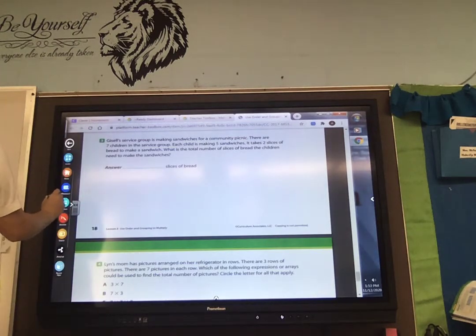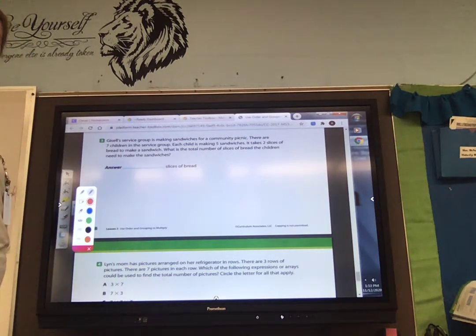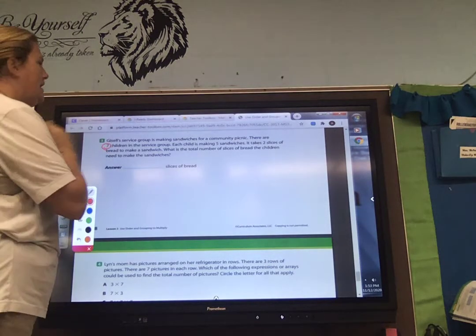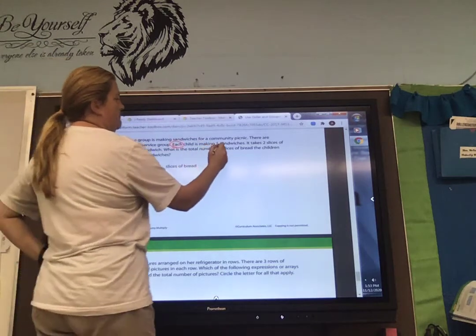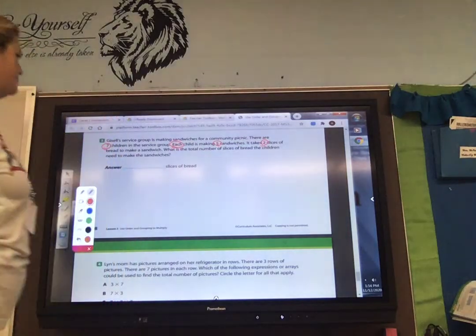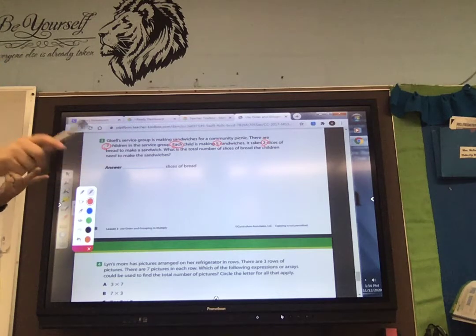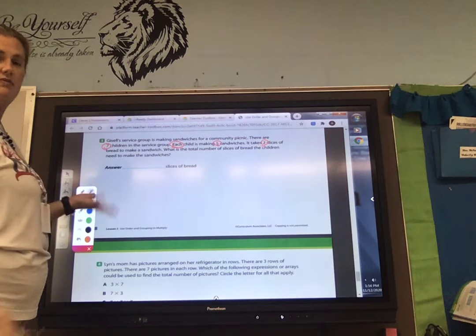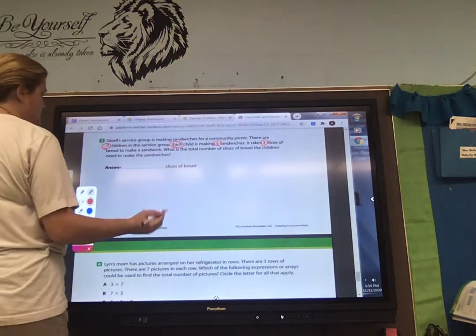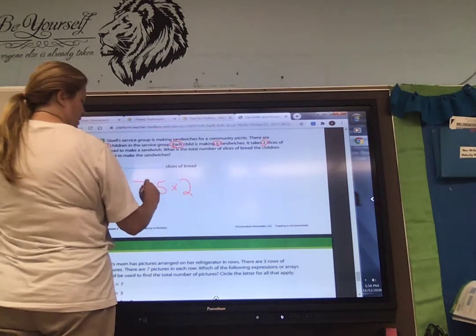Number 3, we've got a service group here making sandwiches, doing some community service. 7 children in the group. Each child is making 5 sandwiches. You need 2 slices of bread to make a sandwich, don't you? What's the total number? So we have 3 factors here, 7 children, 5 sandwiches for every child, and 2 slices of bread. And we've got to buy the bread, so we need to know how many slices we need. So 7, 5, and 2.